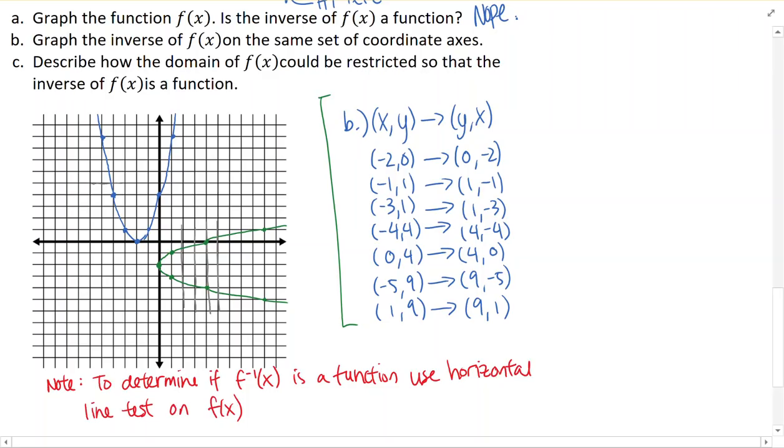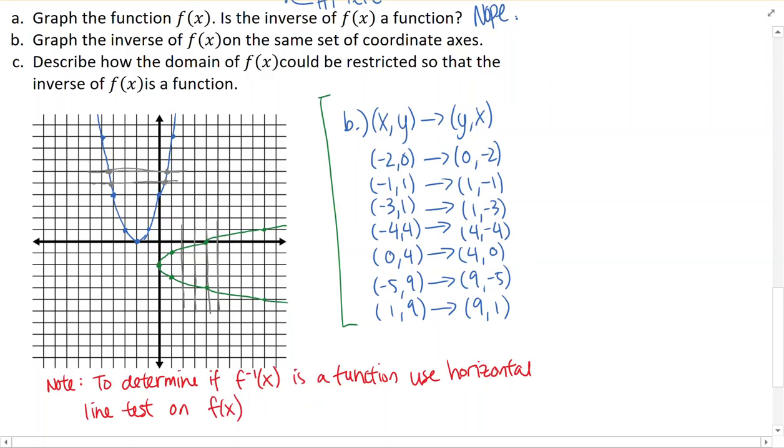If you draw a horizontal line test here, and you see, hey, I'm crossing 2 points, then you know that your inverse function will not be a function. So the horizontal line test is something you test on the original function to determine if the inverse is a function or not. Okay?